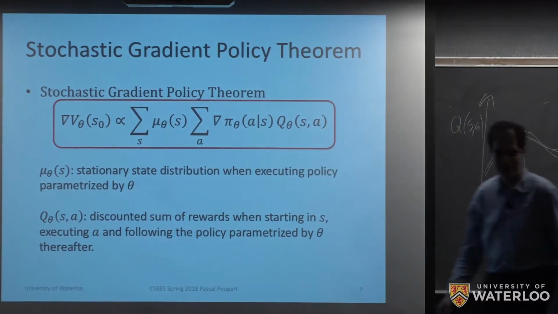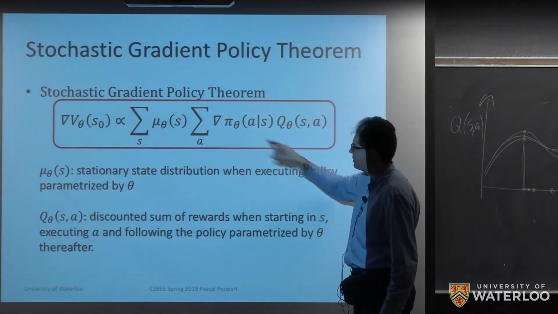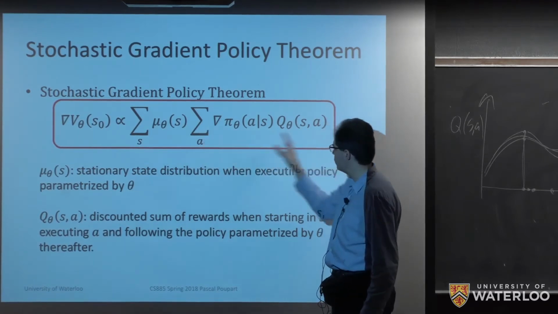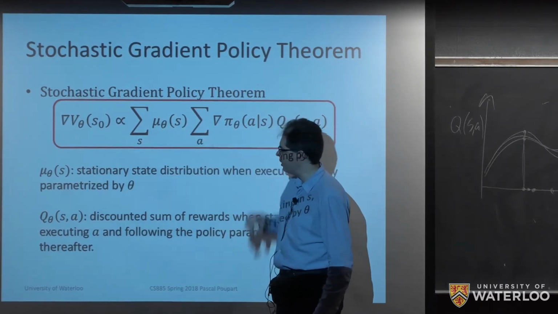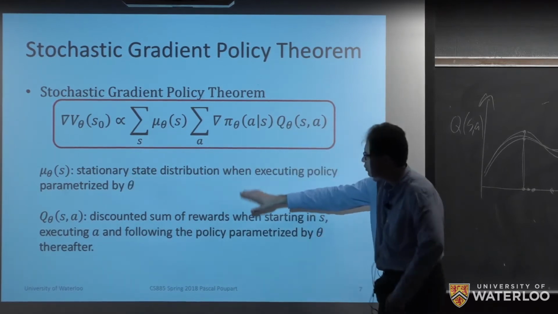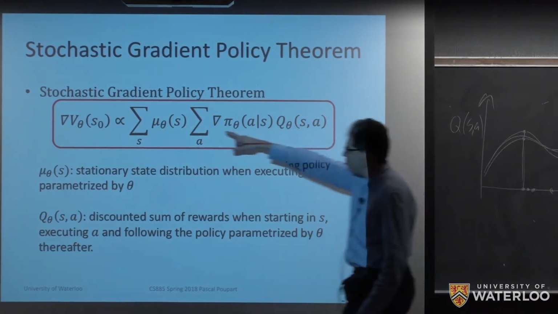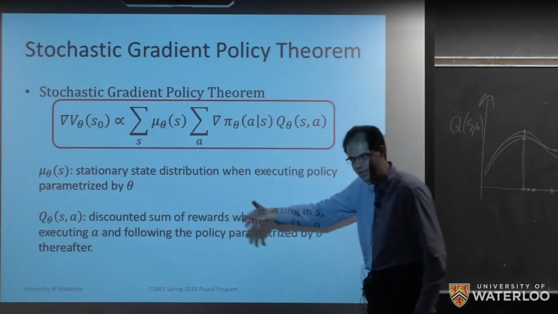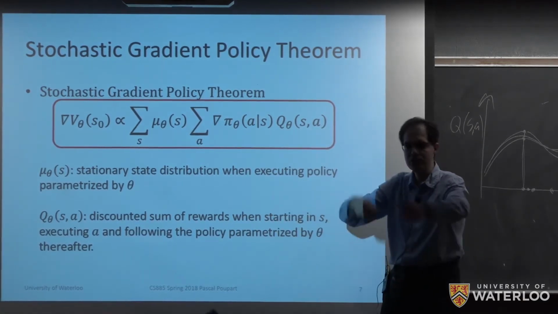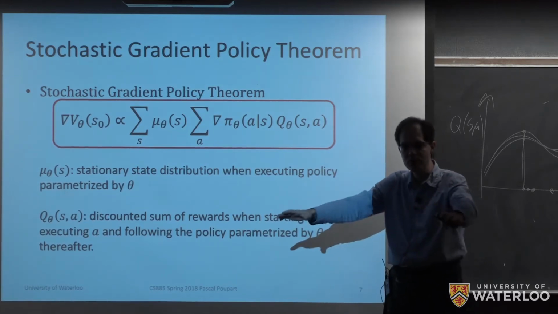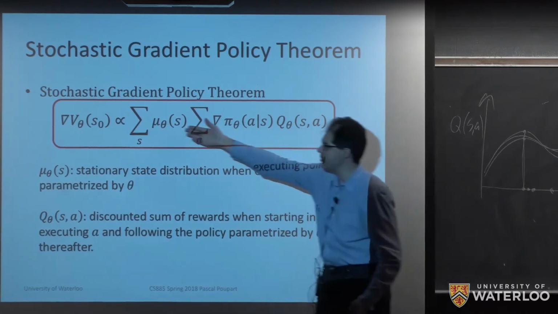Now, the stochastic gradient policy theorem says that this gradient is going to be proportional to this expression. This expression is essentially the Q function times the gradient of the policy. I have an expectation here with respect to actions, and then also an expectation with respect to states, where mu theta of S is a stationary state distribution when I execute the policy parameterized by theta. I'll define this mathematically on the next slide, but intuitively, think of it as executing my policy and observing which state I end up in. If I form a distribution of how likely I am to end up in any possible state, it would be precisely this distribution.